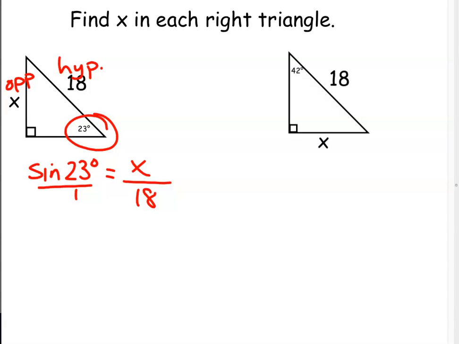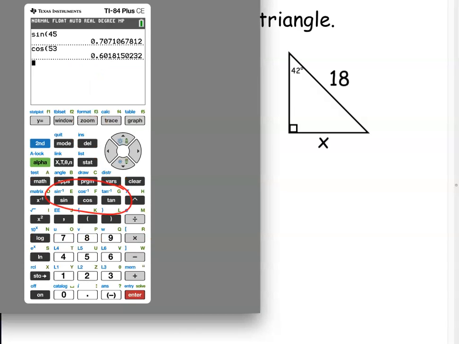So can we cross multiply? Or think about just multiplying the 18 over to this side? So we're going to have 18 times the sine of 23 degrees equals our unknown side. Okay, 18 times the sine of 23 degrees. So let's go back to our calculators. We want 18 sine 23. So our missing side is 7.033.